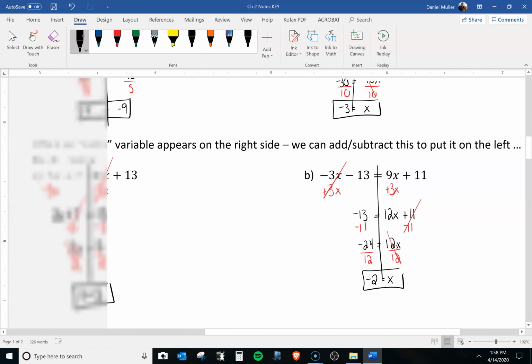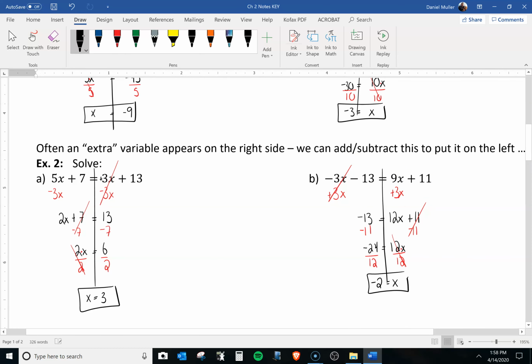So I'll zoom out here so you can see step number 1, combine any like terms. There are none. Step number 2, move the smaller or more negative x. In this case, I moved over the 3 because it's smaller than 5. And in this case, I moved over the negative 3 because it's smaller than 9. To move it over, you have to add or subtract it. This was a positive 3, so I subtracted it. This was a negative 3, so I added it. And then after that, it turns into a two-step question, which we had done last chapter.